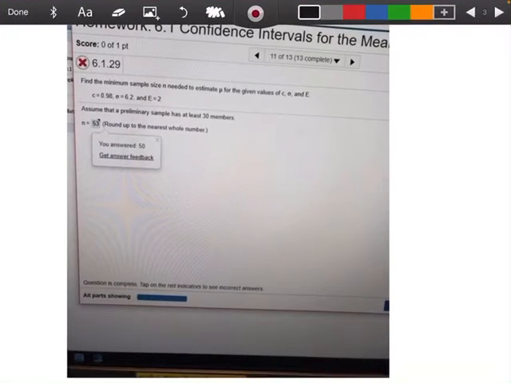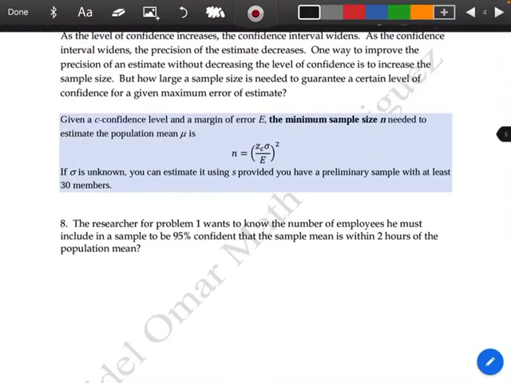All right, so guys, this is number 11 out of 6.1, and it says find the minimum sample size n needed to estimate mu for the given values of c, sigma, and e. Okay, so we have c being 0.98, sigma is 6.2, and e is equal to 2. The first thing we need here is our formula, which I have right here.